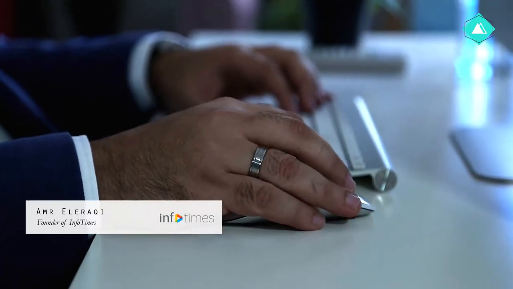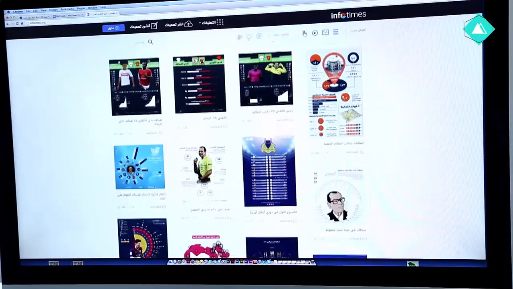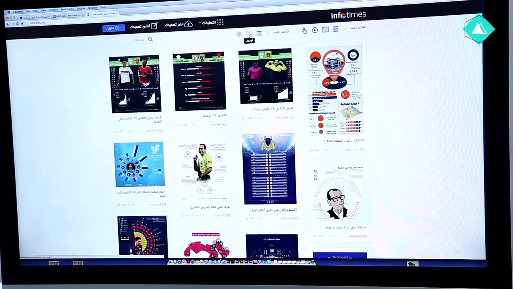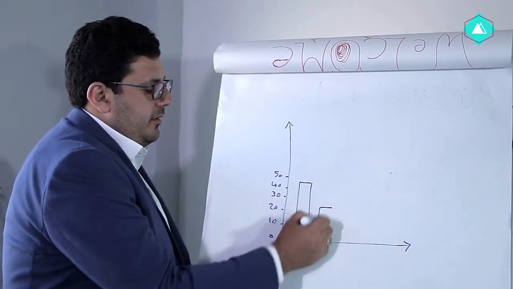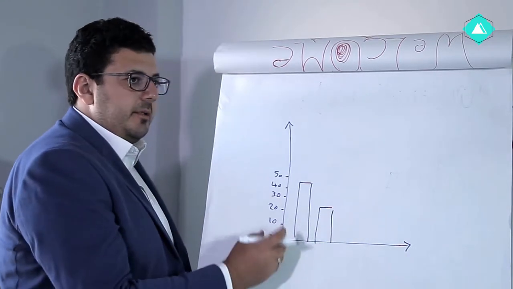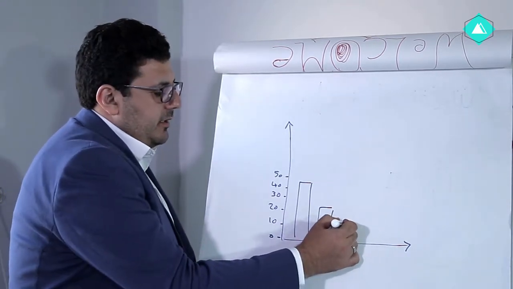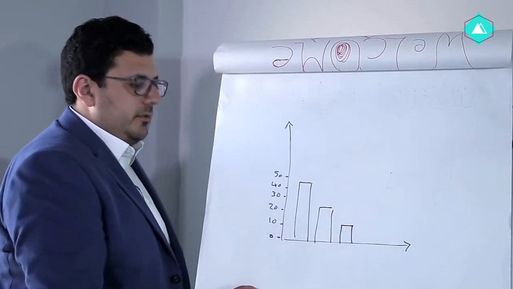I am an Egyptian journalist with more than 10 years of journalism experience. At the end of 2012, I founded InfoTimes, the first data visualization agency in the Middle East. Since then, I have trained more than 500 journalists in data journalism and data visualization, in cooperation with organizations such as Internews and BBC Media Action.